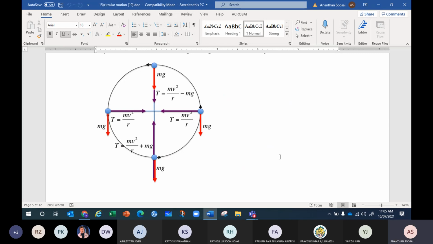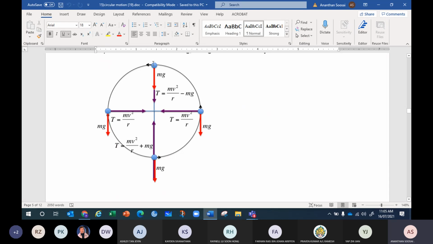For the minimum speed, which point do you consider? Where's the critical point to calculate the minimum speed? Top or bottom? It should be the top, because if you circulate it with a very little speed, the most critical point you most likely can't reach is the top. So the top is the point to consider to find the V minimum.